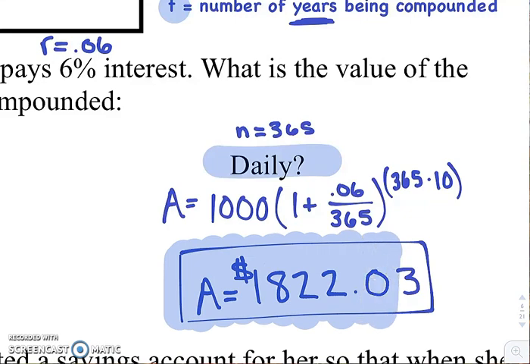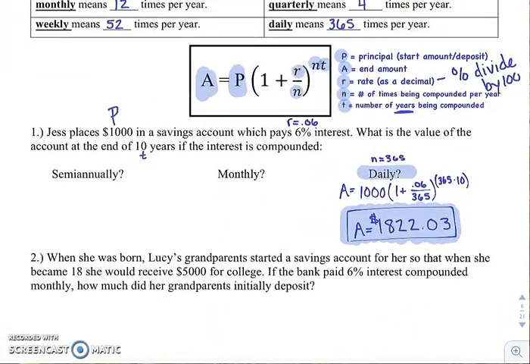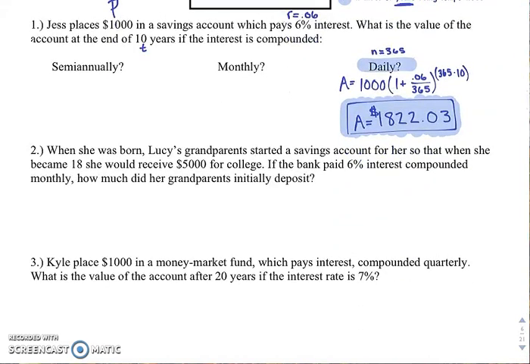For those, you're literally just typing into your calculator once you get all the information. So you guys can go ahead and try this semi-annually and monthly. And I'm actually going to go down here and do number 2 with you because it's a little backwards.